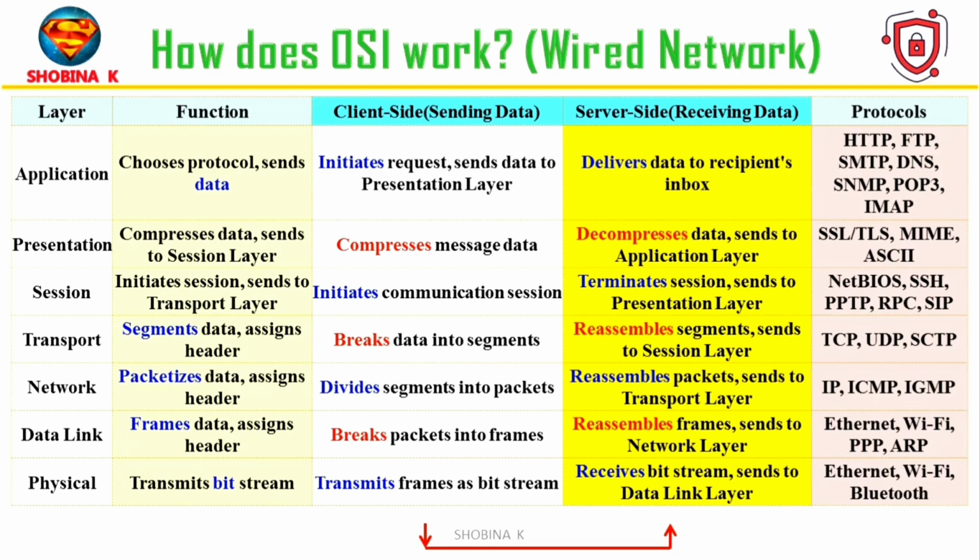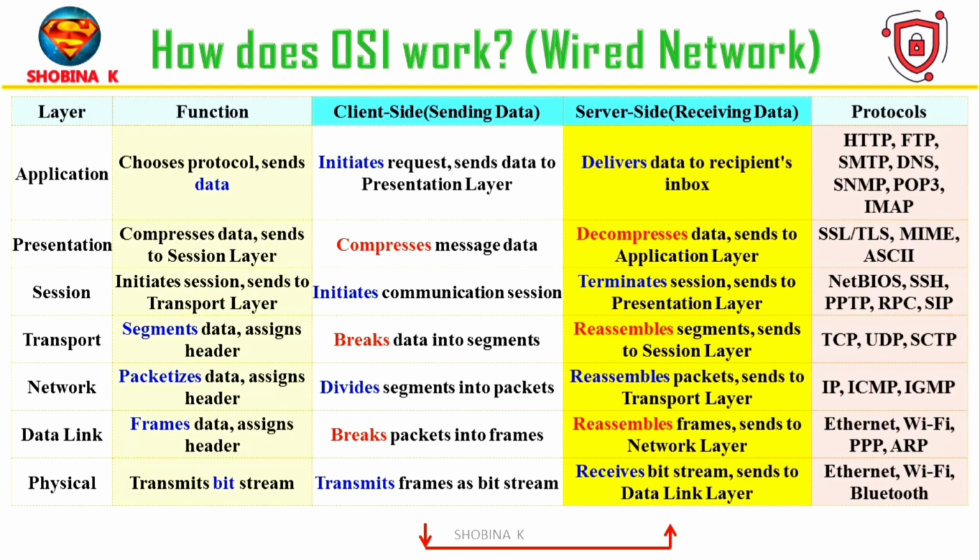In the session layer, the session is terminated once the email data is fully received, and then it passes the email data up for further processing. In the presentation layer, the data is decrypted and decompressed if necessary, and then passed to the application layer. Finally, in the application layer, the email server delivers the email to the recipient inbox, making it available through POP3 or IMAP. And that's how an email travels across the OSI layers from sender to recipient.